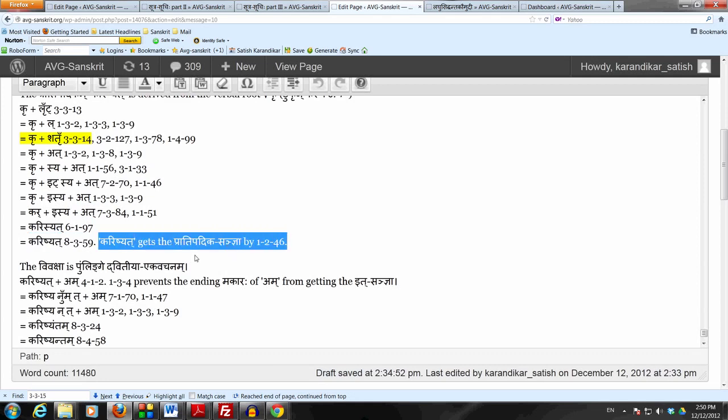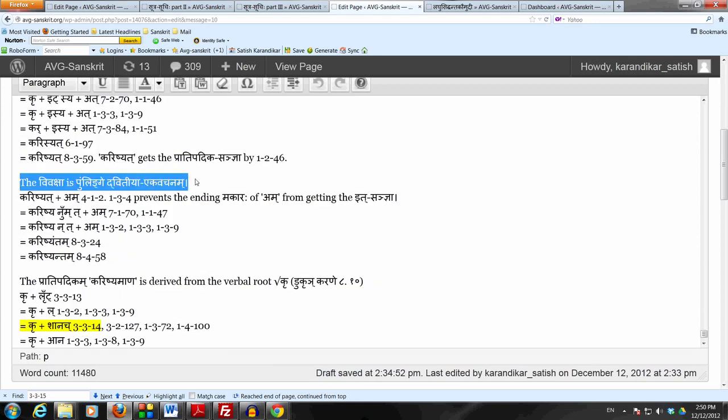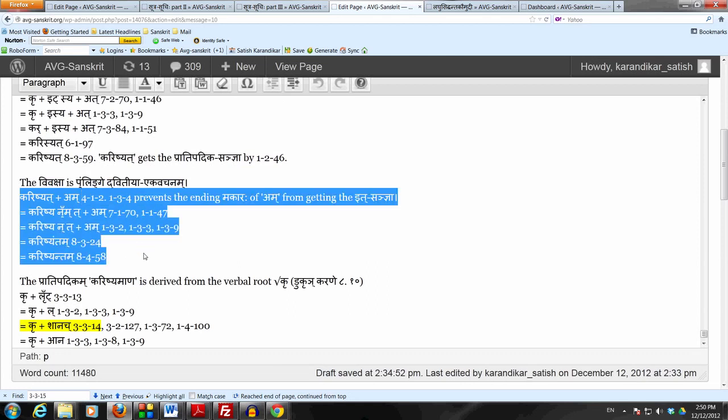Now deriving Karishyantam from Karishyat uses the same steps as we derived Pachantam from Pachat, so we won't go through them again. Same thing here, we derive Karishyantam from the Pradabhikam Karishyat.